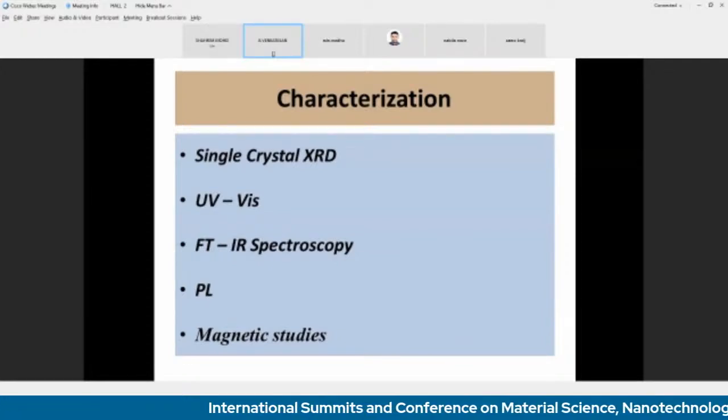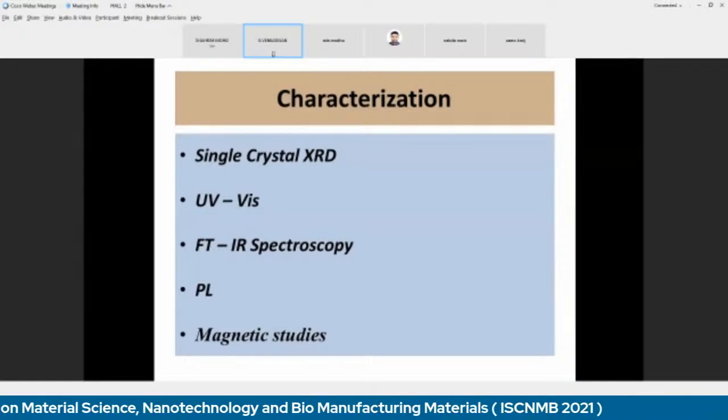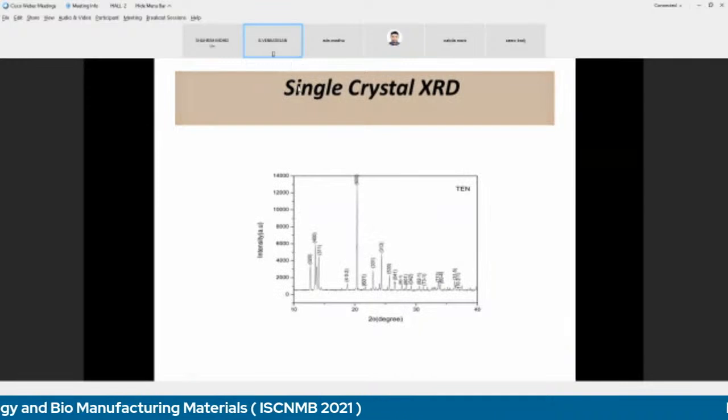I have taken five types of characterizations. The first one is single crystal XRD, then UV-visible spectra, FTIR spectra, and photoluminescence and magnetic studies. So this is my single crystal X-ray diffraction of the grown crystal.